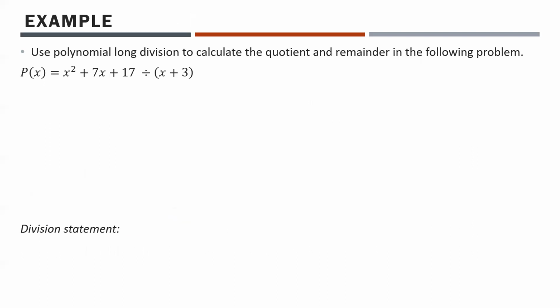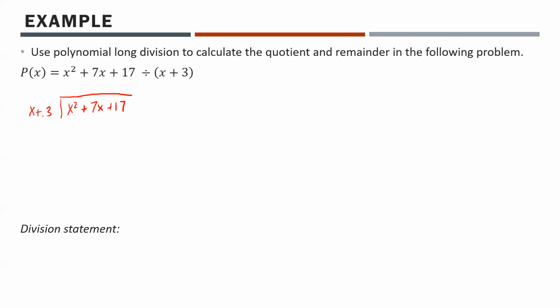So here's how we go about this. It's basically the same thing as what long division was on your old numbers, right? So write the thing you're dividing. So x squared plus 7x plus 17. And let's put that inside of a box. Now, on the outside of the box, we're going to write what we're dividing by. Well, we're dividing by x plus 3.